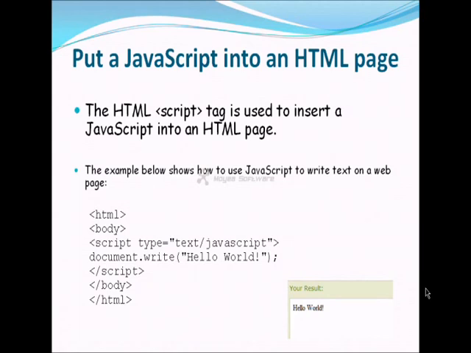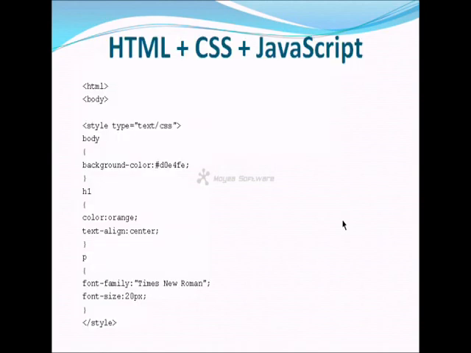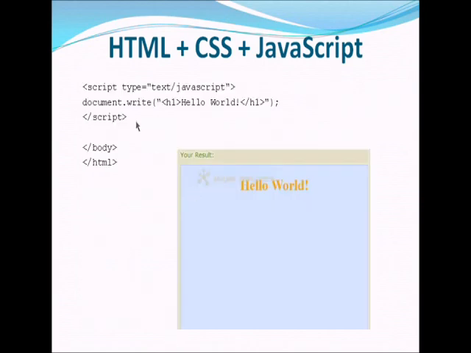So, how do we put JavaScript into an HTML page? The HTML script tag is used to insert JavaScript into an HTML page. This is an example of how to use JavaScript to write text on a web page. And here's an example of how to add HTML tags to the JavaScript. This part is CSS and this part uses JavaScript. So here's what happened.